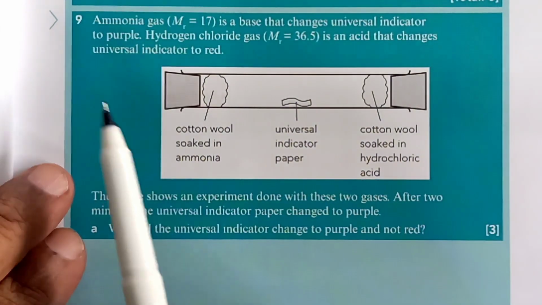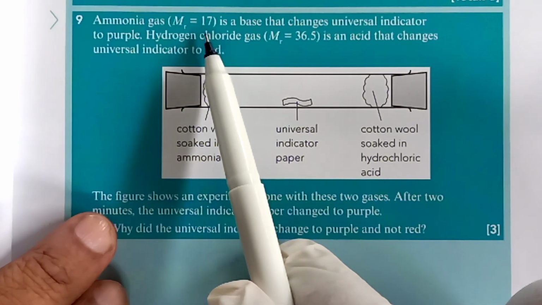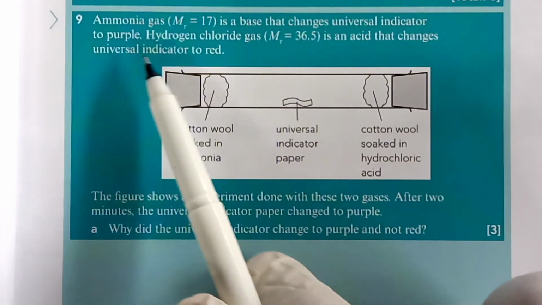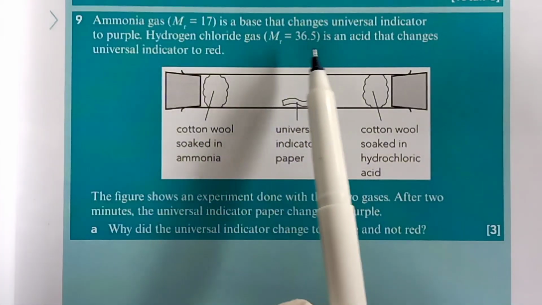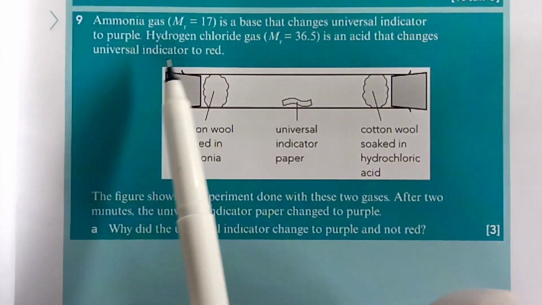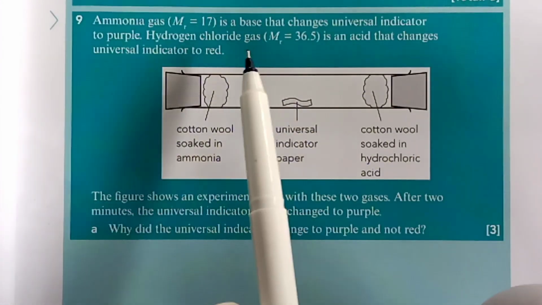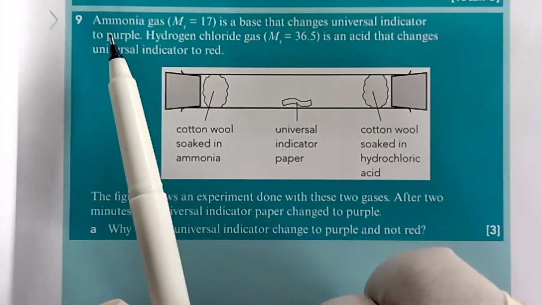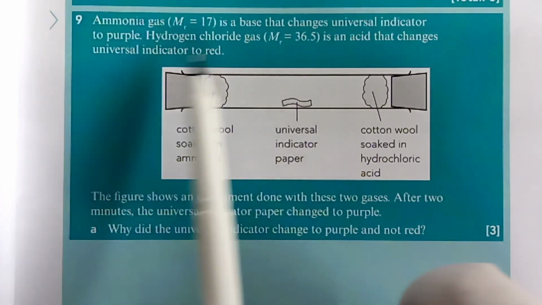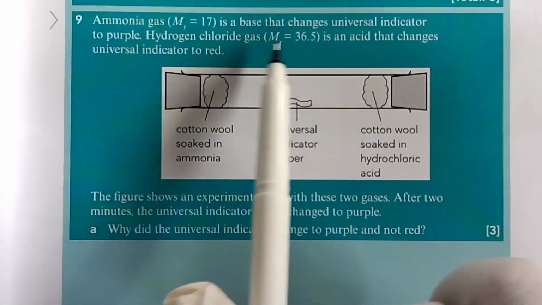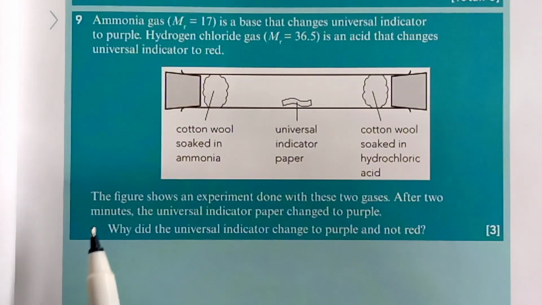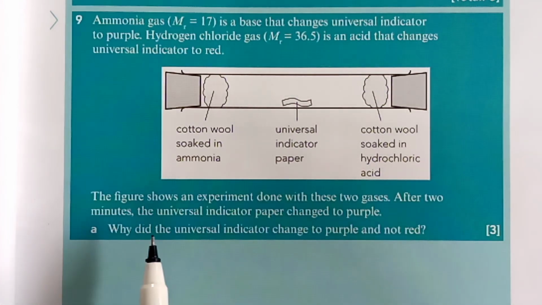Now look at this question. Ammonia gas, MR 17. Here you are given the MR. It is a base that changes universal indicator to purple. Hydrogen chloride, 36.5, is an acid gas that changes universal indicator red. So ammonia will change the universal paper to purple, ammonia purple, and hydrogen chloride will change the universal indicator red. You should memorize this.